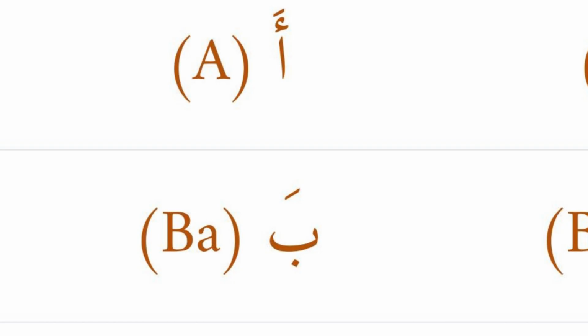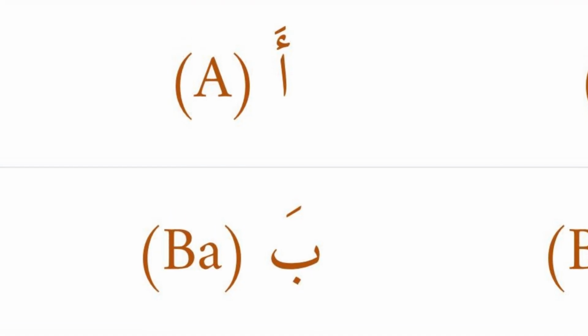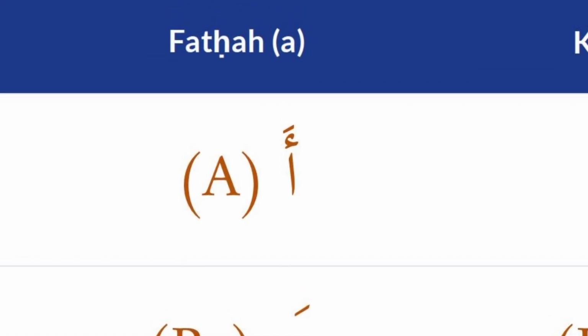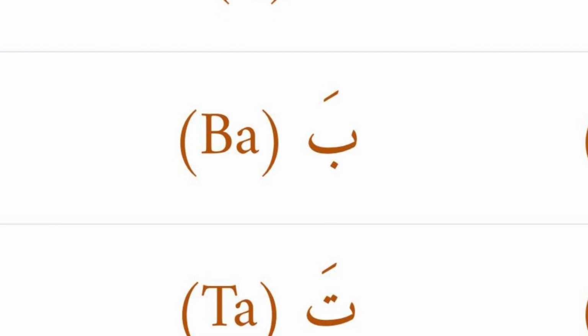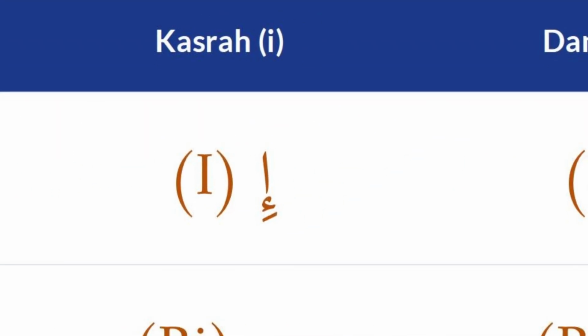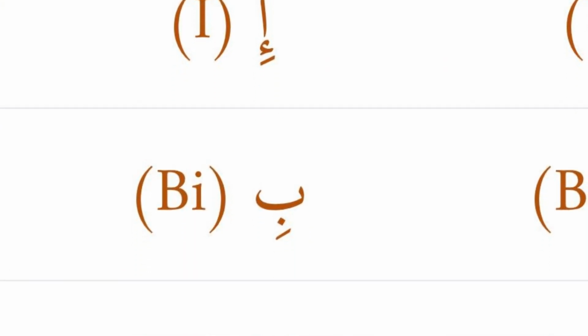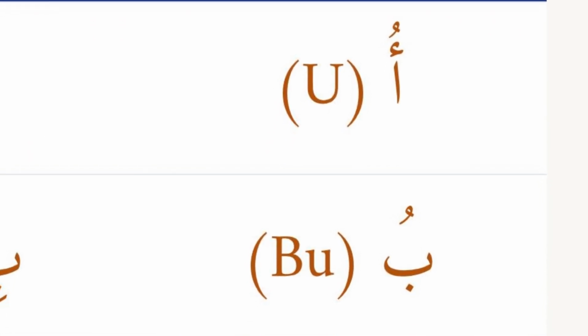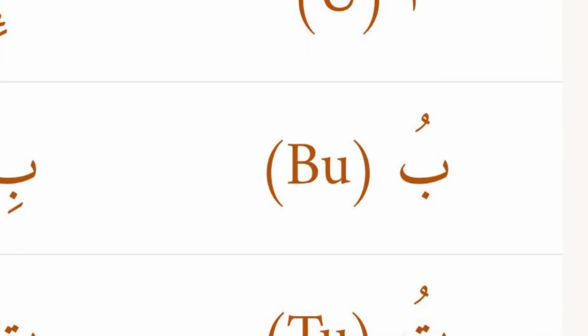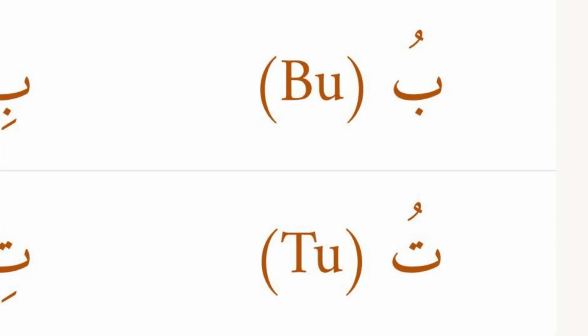So this is a table, a conclusion. If we have the fatha, the letters go that way: a, ba, ta. The kasra, the letters go that way: i, bi, ti. The dhamma, the letters go that way: u, bu, tu.